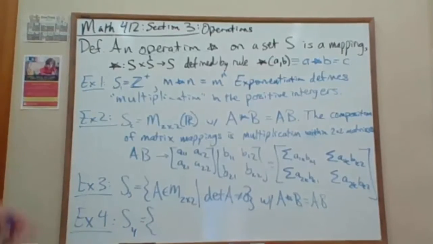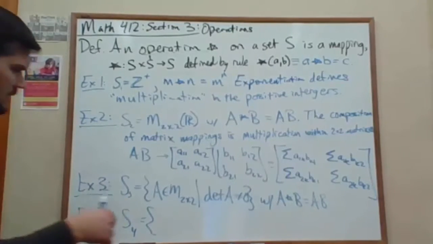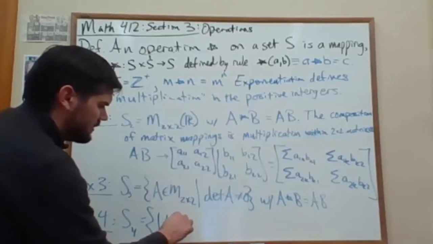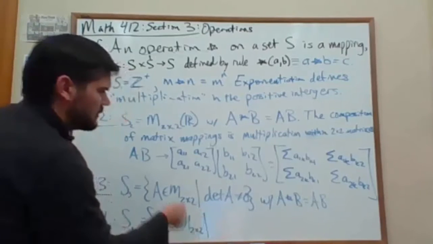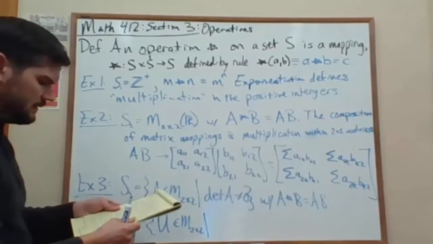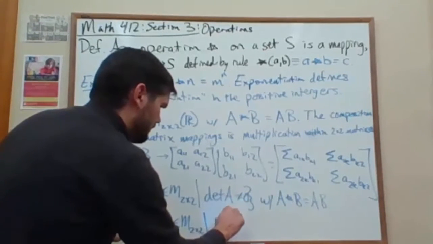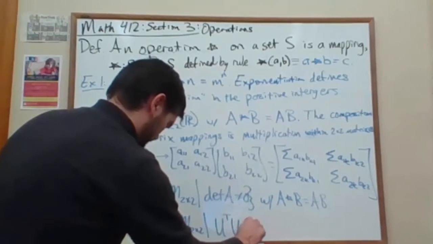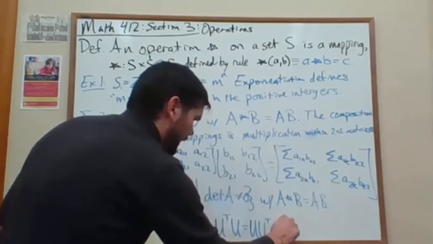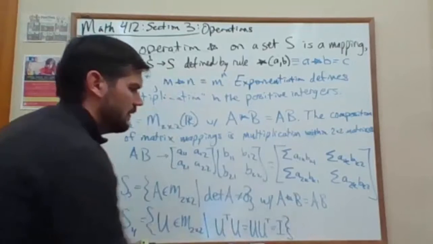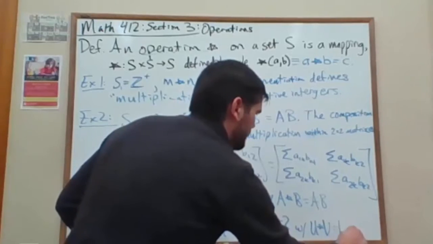Let's say instead of having just matrices whose determinant is non-zero, let's say all matrices U, 2 by 2 over the reals. Assume it's over the reals again. Such that U transpose U equals U U transpose equals I. With U star V equaling U times V again.